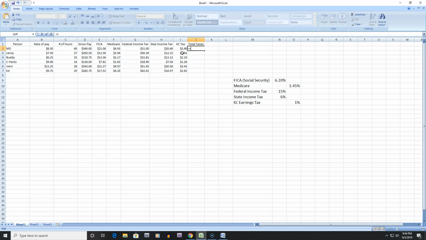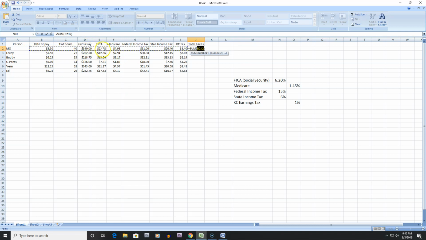Oh man, I'm out of control. Let me start over. Abort. You can just go here and hit the equal sign and go to auto sum. And so it's saying, what do you want to add up here?